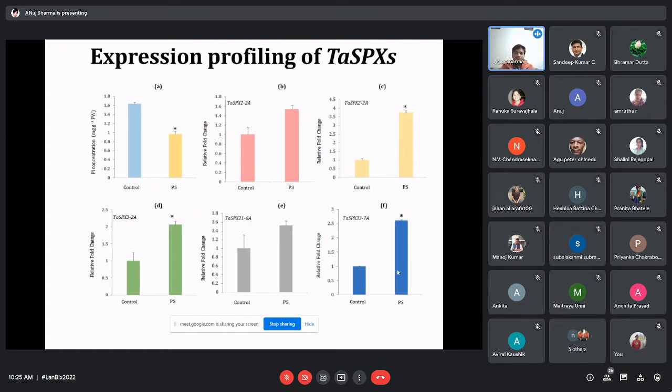We have also studied these SPX genes based on qRT-PCR, and we conducted the expression profiling with the help of South Campus, Delhi University. Based on the expression profiling, we can say that these representative SPX candidates show very good expression profiles, and sometimes they are upregulated, sometimes downregulated. So these are important for the phosphorus stress response in plants, and especially in wheat.